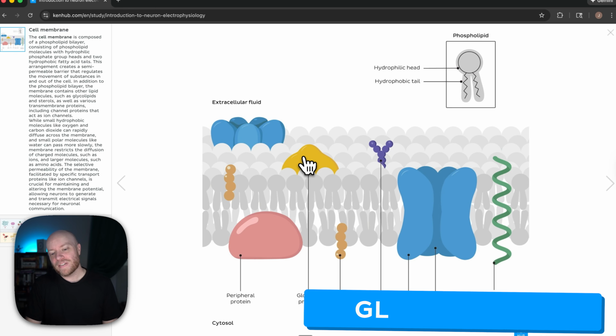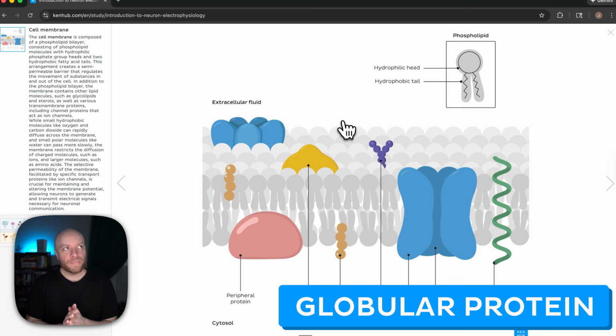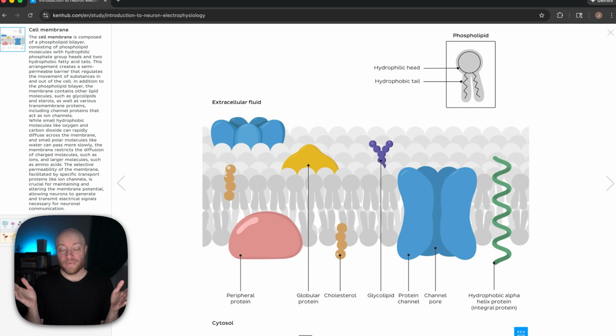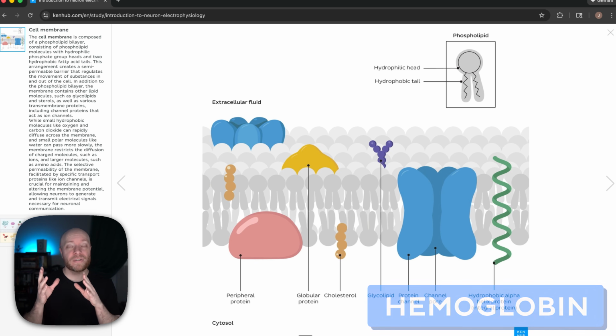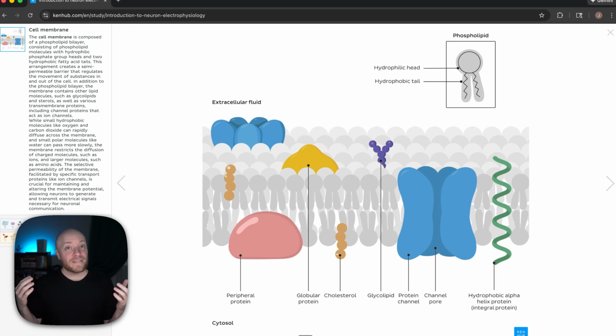Now, then we can see a globular protein. Globular proteins can do a lot of different things. My favorite globular protein to talk about is actually hemoglobin. Hemoglobin, which you're going to find on a red blood cell, is there to attach to oxygen. It's going to grab the oxygen that you breathe in, and then shuttle it around, and then that oxygen we're going to see is going to diffuse into cells. But that is one example of a globular protein.